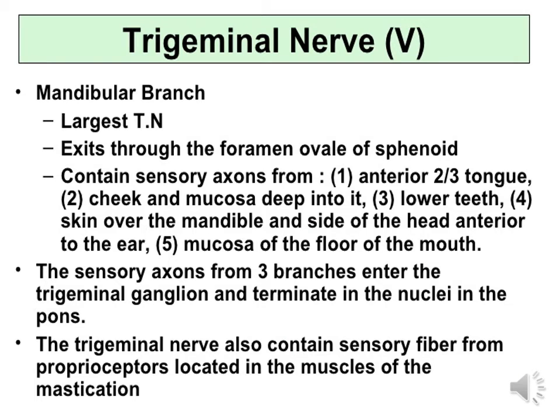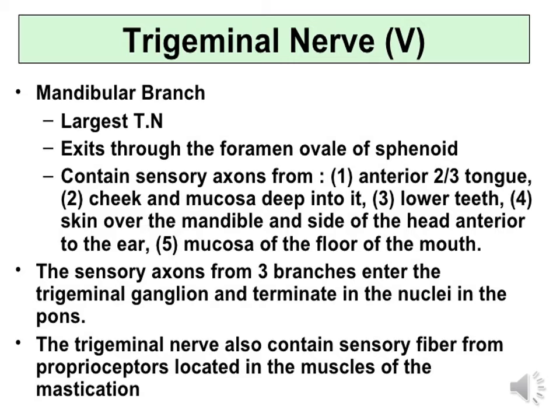The third division of the trigeminal nerve is called the mandibular division of the trigeminal nerve. It is the largest nerve of the trigeminal nerve. It goes through the foramen ovale of the sphenoid bone. It contains sensory axons from the anterior two-thirds of the tongue, cheek, and mucosa deep into it, lower teeth, skin over the mandible and side of the head, anterior of the ear, and mucosa of the floor of the mouth. The sensory axons from the three branches enter the trigeminal ganglion and terminate in nuclei in the pons.